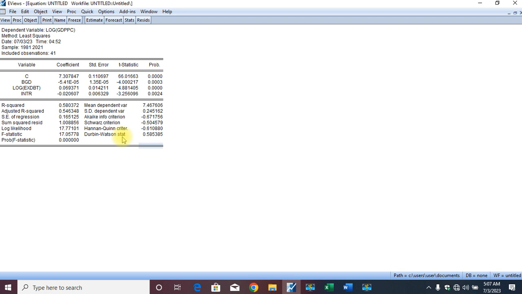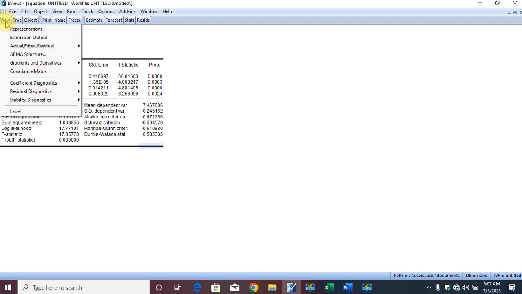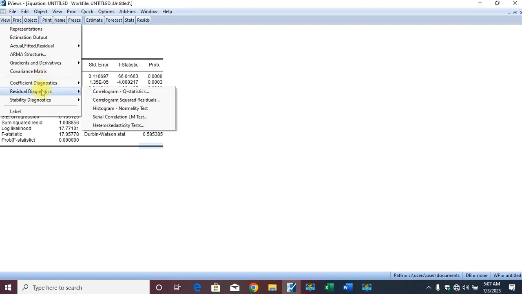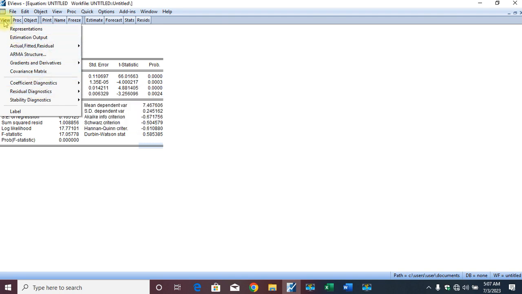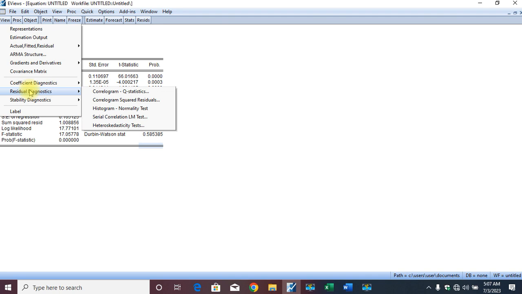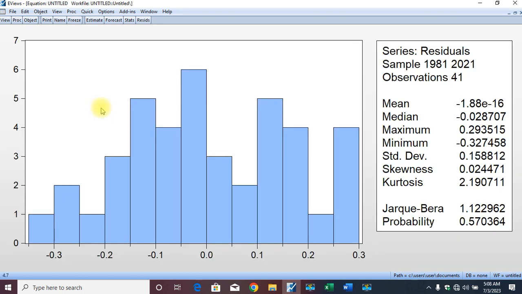Given the three conditions I specified previously, I will go to View, then you come over to Residual Diagnostics. From Residual Diagnostics, I navigate to Histogram Normality Test. If you hit the Histogram Normality Test button, you'll be exposed to this kind of result.